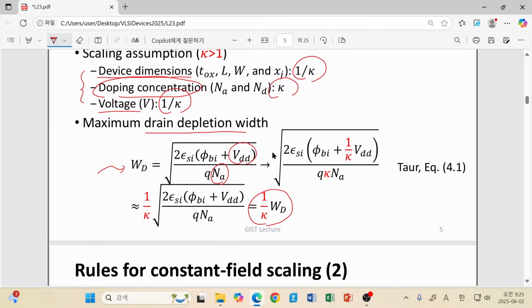In order to make this kind of operation, we have a certain unscaled factor here. We have the built-in potential. Although we have reduced the voltage quite a lot, here we have a built-in field, and we believe that more or less in the initial stage of our technology development, this second term was much more dominant than this first term. So please think about this one.